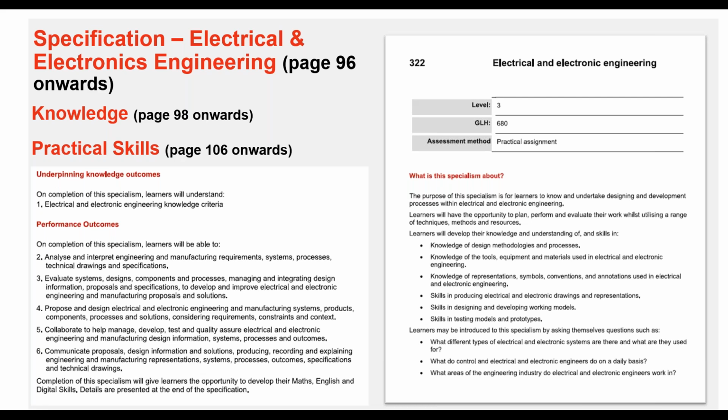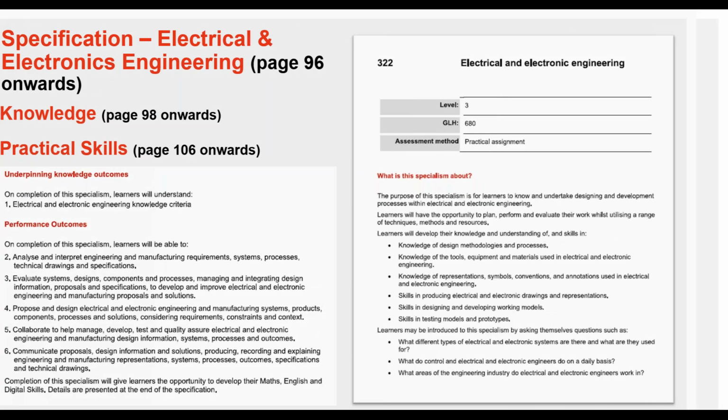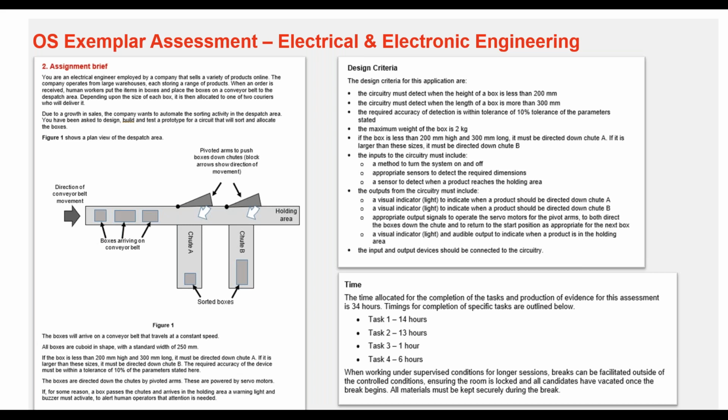So for example, in this occupational specialism, Exemplar, and again, the completed one for threshold and distinction learning is available on our website still. This one is an electrical engineer employed by a company that sells a variety of products online, and they want to do an automated sorting activity in the dispatch area. Part of their electrical task is to design, build and test the prototype for a circuit that will sort and allocate the boxes.